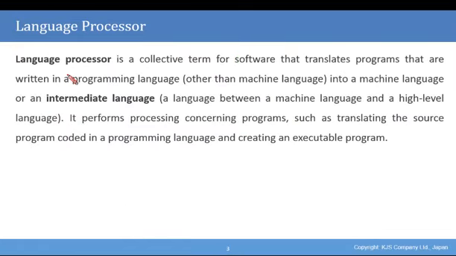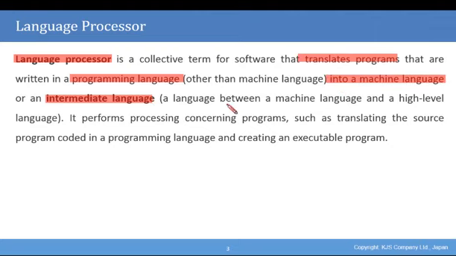Let's have a look at a couple of definitions that we should know to understand and solve this question. So a language processor is a collective term for software that translates programs that are written in a programming language other than machine language into machine language, or an intermediate language, a language in between machine language and a high-level language. It performs processing concerning programs, such as translating the source program coded into a programming language and creating an executable program.